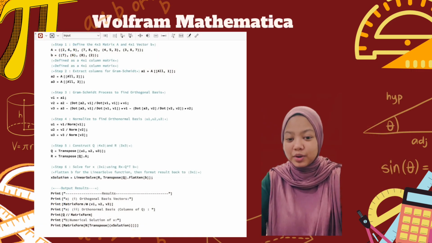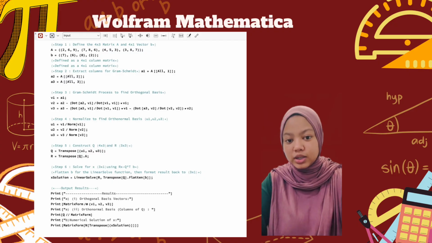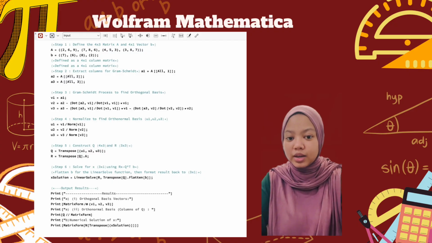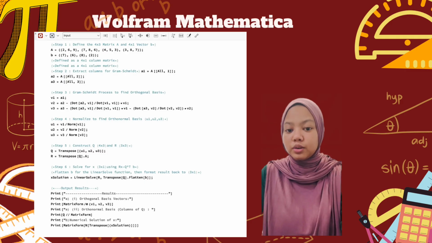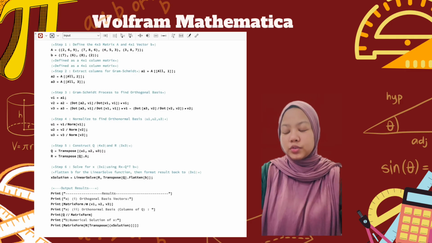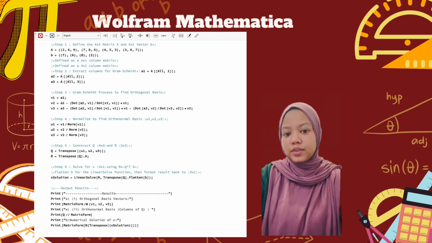Assalamualaikum warahmatullahi wabarakatuh. My name is Nurauni Nadira and I will be explaining the mathematical verification part. First, after all of the hand calculation, we can verify all of the answers by using Wolfram Mathematica. I'm going to show you how we use Wolfram Mathematica to solve all of the questions. First, as the input, we need to define the 4x3 matrix and 4x1 vector B. As you can see here, we have matrix A and vector B.